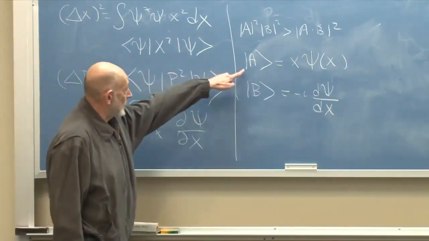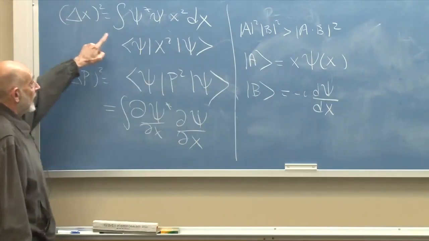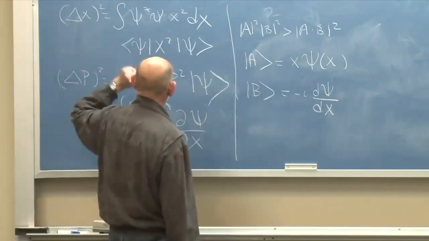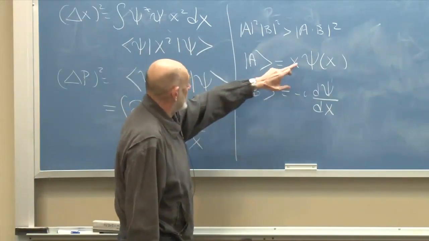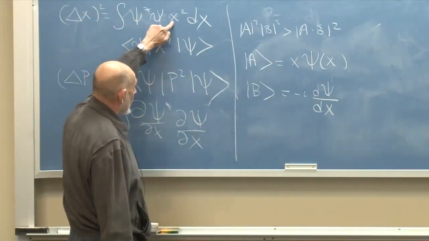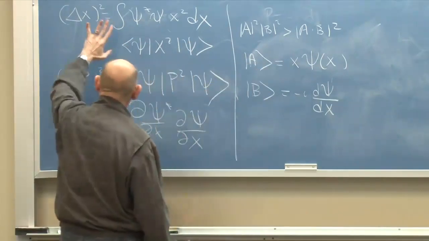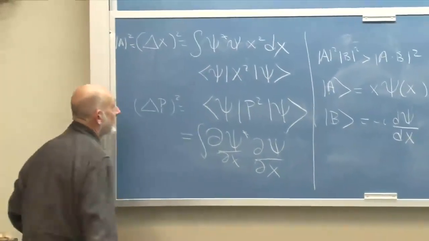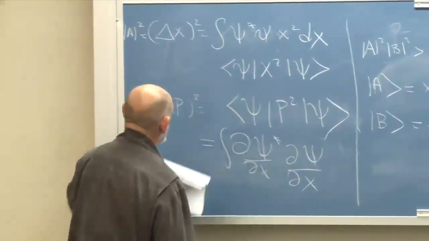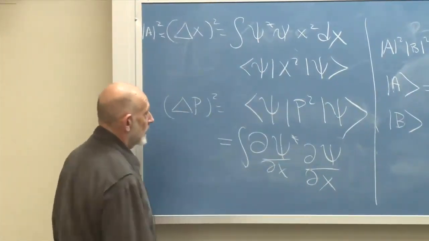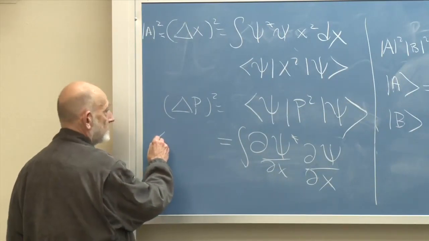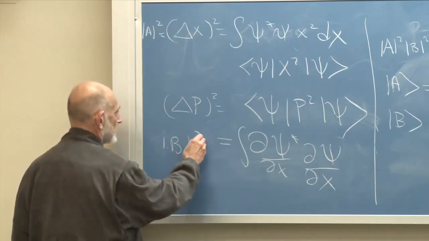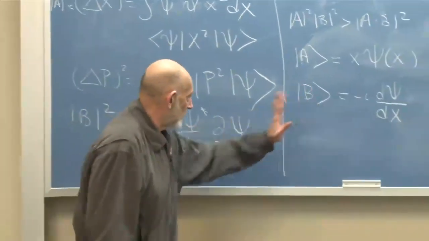Notice that with this definition here, delta x squared is A squared. Look at it. The inner product of A with itself, A squared, is just the integral of psi star psi times x squared. So this here is A squared with this notation. What about this one? This one here is essentially B squared. It's the inner product of B with itself.